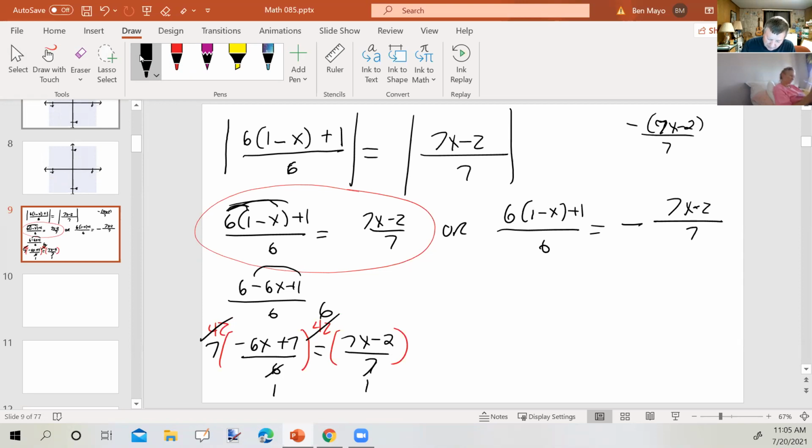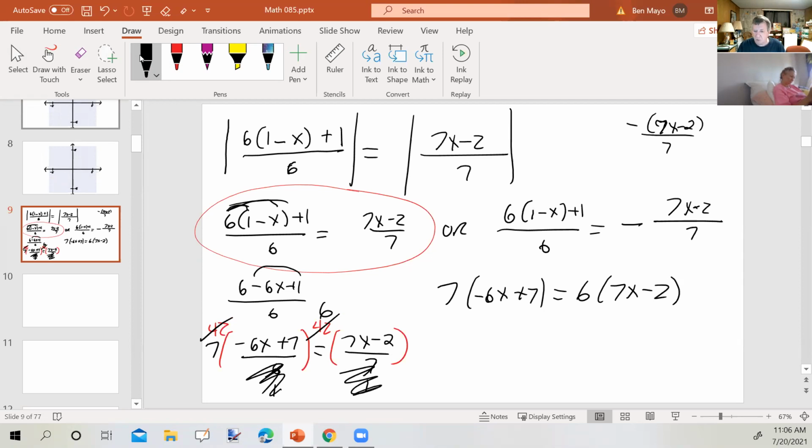So what have I got now? On the left side, I've got 7 times the quantity negative 6x plus 7, all over 1. Being all over 1, I can just get rid of the denominators. So let me rewrite that: 7 times negative 6x plus 7 equals 6 times 7x minus 2. Still working on that first equation. Now, distributing, I get negative 42x plus 49 equals 42x minus 12.